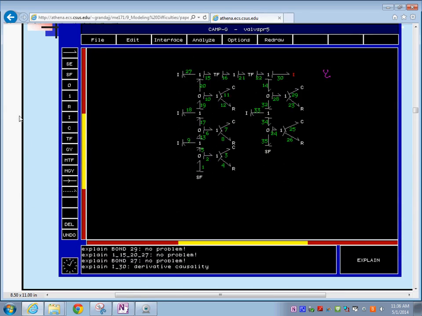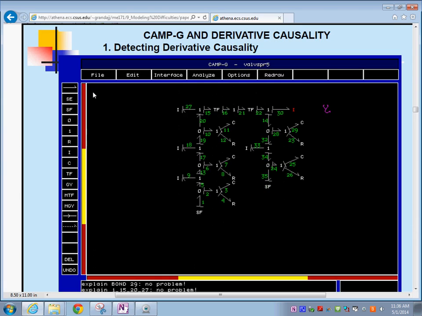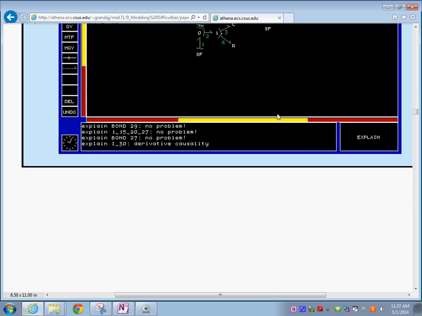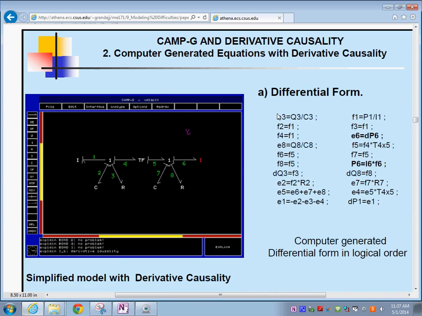One thing that we should point out is that in case we have a derivative causality, CAMG is going to give us a warning. This is red, as you see in there, showing the derivative form. But now I think we should go into finding out how to fix it, how to address this problem.